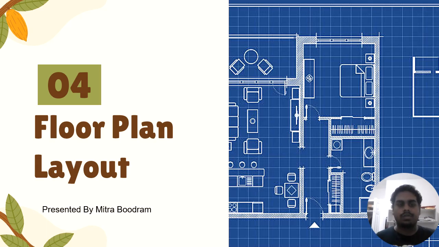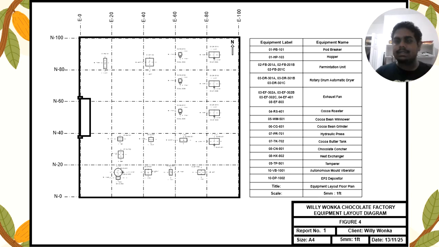Now we transition over to the chocolate factory's floor plan layout. This slide shows the full floor plan layout with all the equipment drawn to scale using a 5mm to 1 foot ratio as shown in figure 4 of our report. The layout was designed to match the actual dimensions of each machine, including the pod breaker, hopper, fermentation units, dryers, roasters, winnower, grinder, hydraulic press, butter culture, heat exchanger, temperer, depositor, and molding equipment.